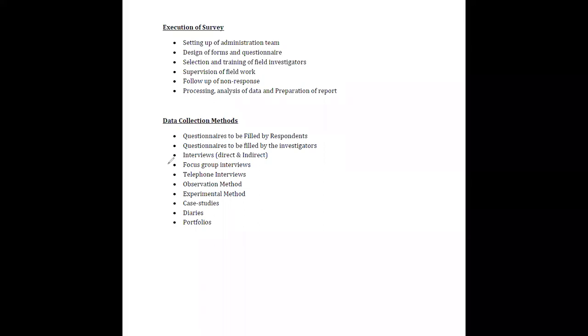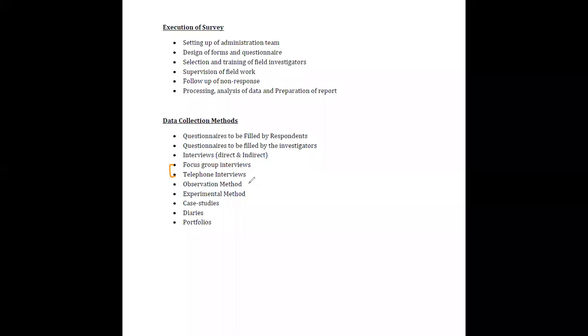And then focus group interviews, which are another part of interviews, and telephone interviews. Focus group means you first identify a specific group of people or a specific sample, and then you have the interviews with them. The next is telephone interviews. Sometimes you may not be able to reach each and every person, so in such situations we can have telephone interviews.